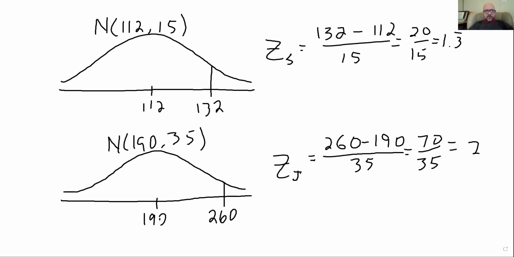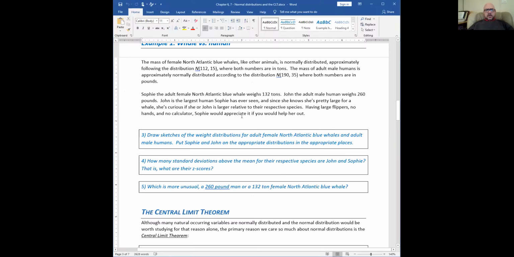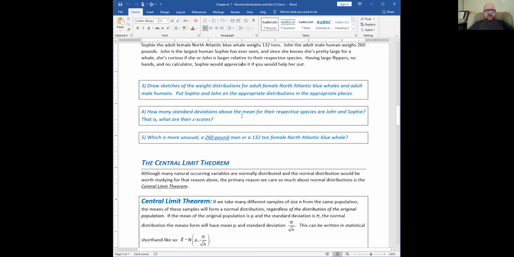All right. Oh, I guess we just answered these questions. So yeah, how many standard deviations above the mean are they? John was 2, Sophie's 1.3, or 1 1/3, I should say. And so a 260-pound man is more unusual than a 132-ton female North Atlantic blue whale.